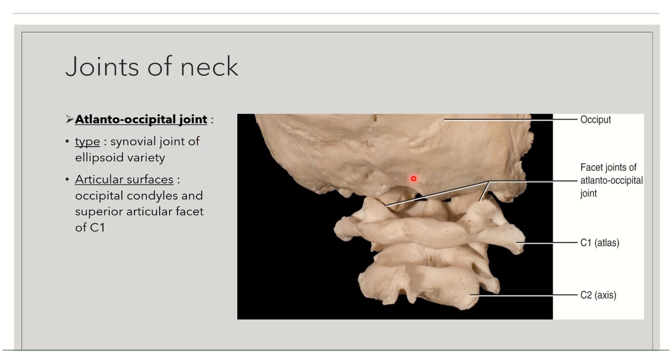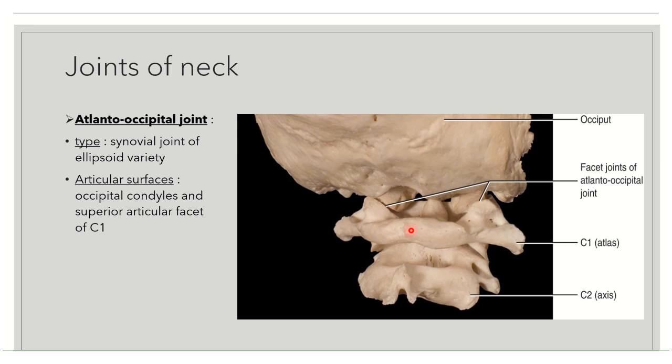You can see here this is the occipital bone. We are having the posterior view of the skull and the vertebral column. So this is the occiput, and this one is C1 or the first atypical cervical vertebra, which is called atlas, and this is the second cervical vertebra which is called axis, and this is the odontoid process of the second cervical vertebra, which articulates with the inner surface of the anterior arch of C1.